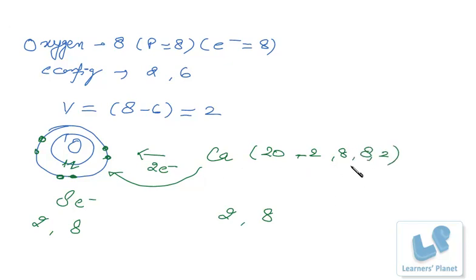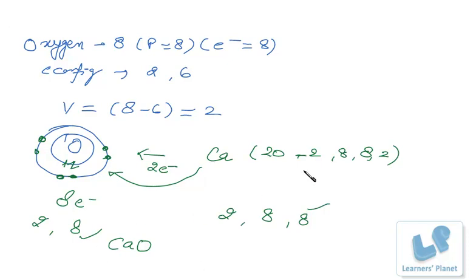So calcium has the configuration 2, 8, 8, 2. It loses its 2 electrons. Oxygen gains its 2 electrons. Right? And both have 8 electrons in their valence shell. And they'll form a compound called calcium oxide, CaO. It's not Ca2O, it's CaO. So it will form a compound that is calcium oxide.